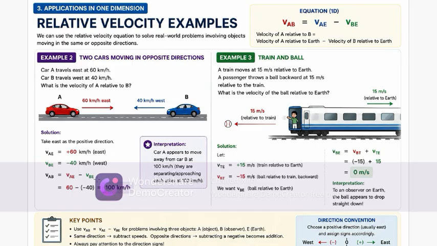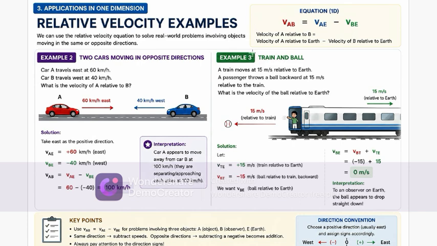So that's the relative velocity of A relative to B. The interpretation is that car A appears to move away from car B at 100 km per hour. They are separating or approaching each other at 100 km per hour. So relative velocity is all about relating the velocities of two moving objects or stationary objects, moving with constant speed.